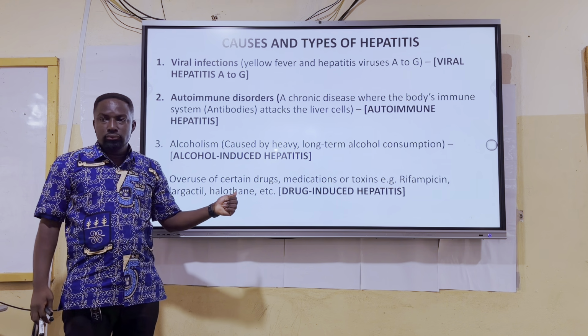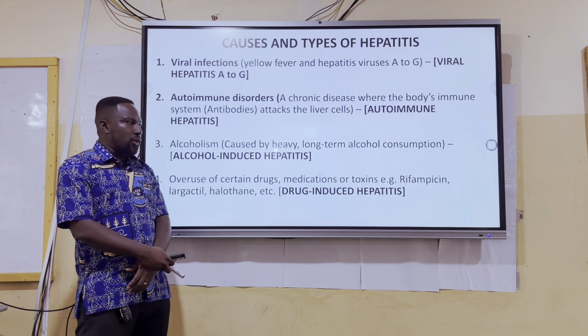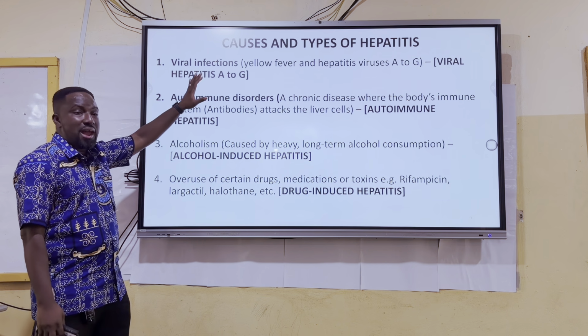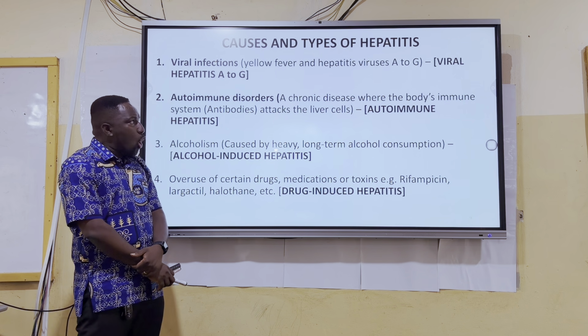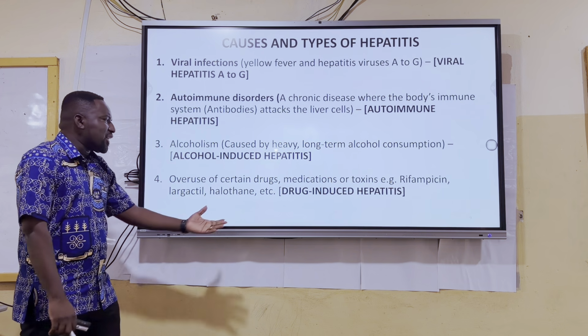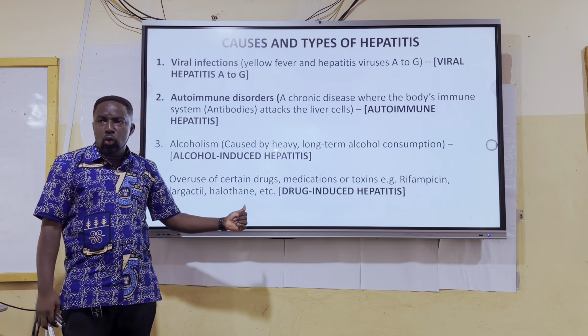So in this case, for alcohol-induced hepatitis, the inflammation of the liver is caused by what? The alcohol. The alcohol toxins in the system have caused the inflammation of the liver. In this case, it is not caused by viruses, but it is caused by what? Alcohol. And then the last cause is from overuse of certain medications.